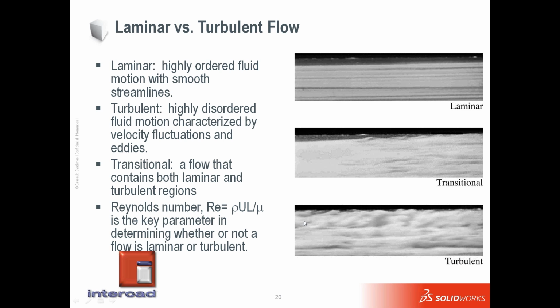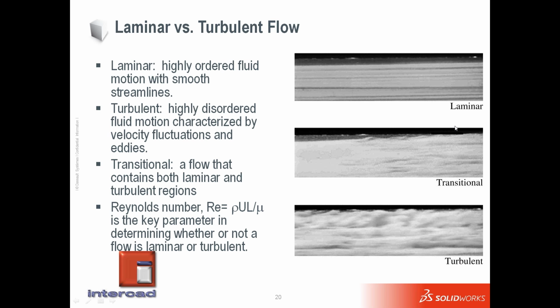However, the turbulent flow, as you can see in this picture, is highly disordered fluid motion and could be characterized by velocity fluctuations, vortices, and eddies. However, we have a transitional fluid where we have both effects at the same time. This is the transitional fluid, as you can see in the middle picture.